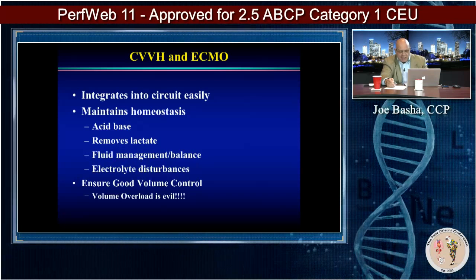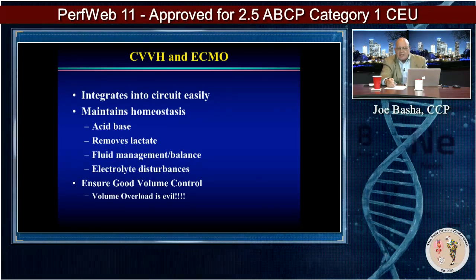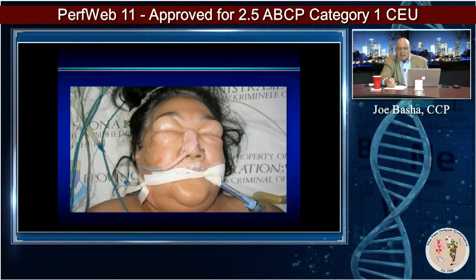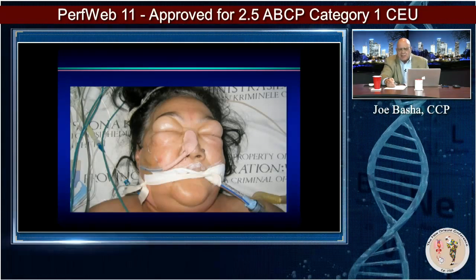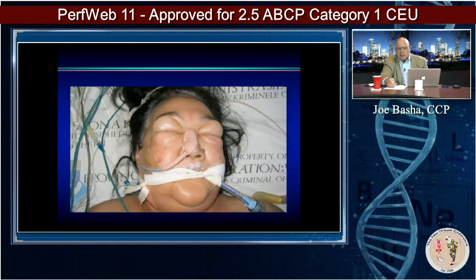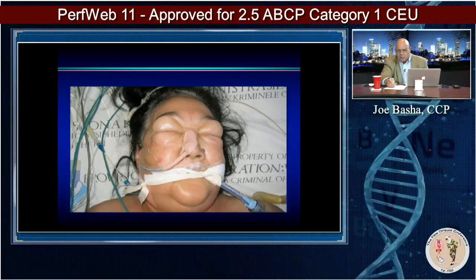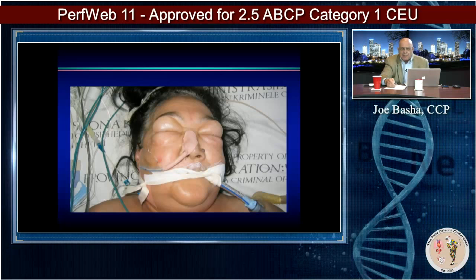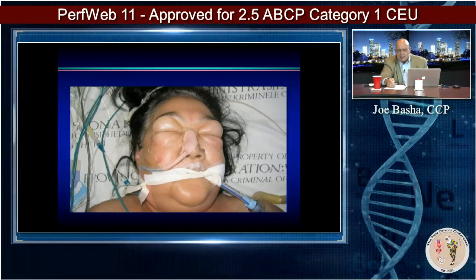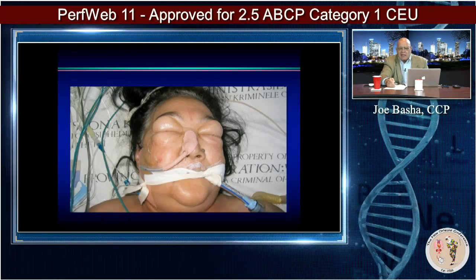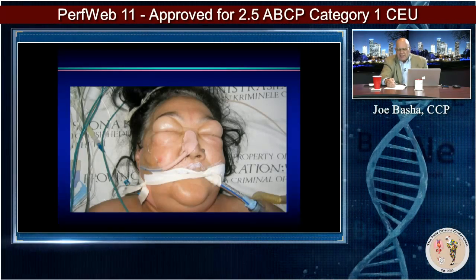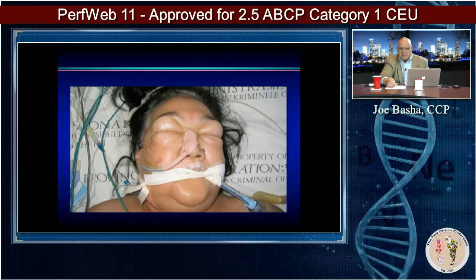Volume overload is evil. We have all, at one time or another, seen this patient. And this patient is severely, grossly fluid overloaded. In fact, the upper portion of her eyelids appear to be water balloons. This is not an uncommon appearance. And, you know, this is clearly anasarca at its finest.